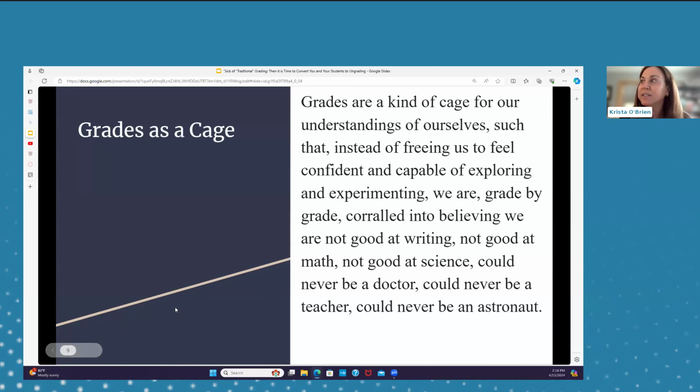Okay. For some students, grades are like a cage. Grades are a kind of cage for our understanding of ourselves, such that instead of freeing us to feel confident and capable of exploring and experimenting, we are, grade by grade, corralled into believing we are not good at writing, not good at math, not good at science, could never be a doctor, could never be a teacher, could never be an astronaut, right? We look at some of our students and we're already telling them what they can or cannot do. But we're not giving them the opportunity. Their grades are defining who they are. And we want the grades not to do that.